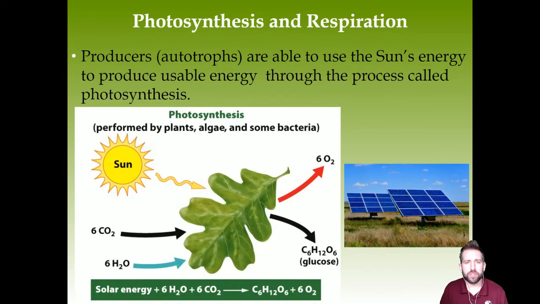So going back to energy, we need to talk about two huge processes: photosynthesis and respiration. So let's start with the producers, who are going to be autotrophs. Again, words you should have remembered from last year. These are able to use the sun's energy to produce usable energy through the process called photosynthesis, which at the bottom you can read solar energy plus 6H2O, water, plus 6CO2, carbon dioxide, is going to give you C6H12O6, glucose, which is a simple sugar, and 6O2, oxygen gas. You should be very, very familiar with this process.